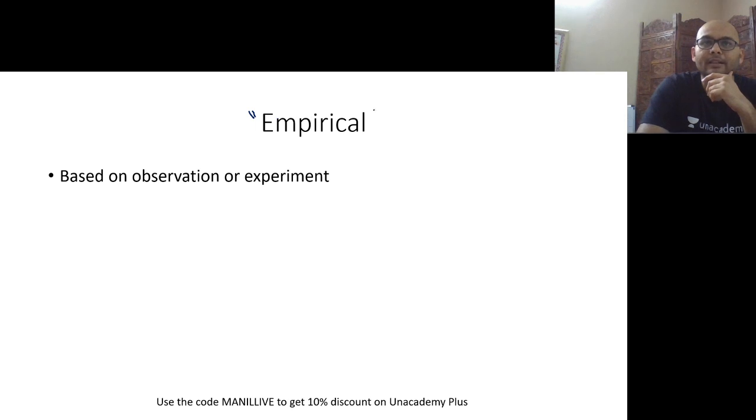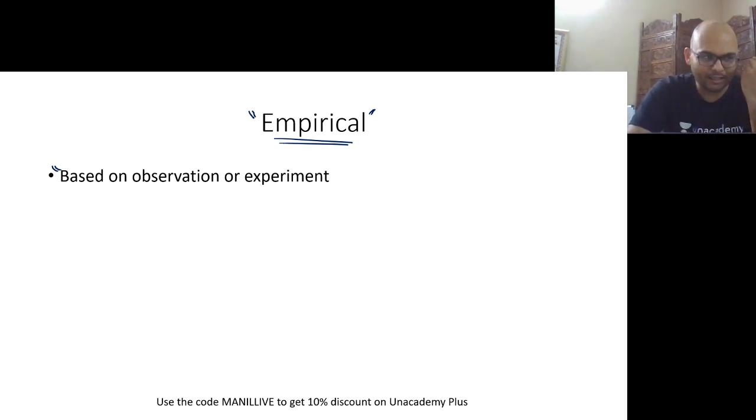What is empirical? Empirical is a word that means something which is based on observation or experiment. Usually the word is empirical evidence. Evidence is something that you gain by observing something. I'm sure we've all heard the word evidence if we read or watch Sherlock Holmes, or if we watch Crime Patrol or Savdhan India, we know that they're always looking for evidence, the police, right? How do they find evidence? They observe.